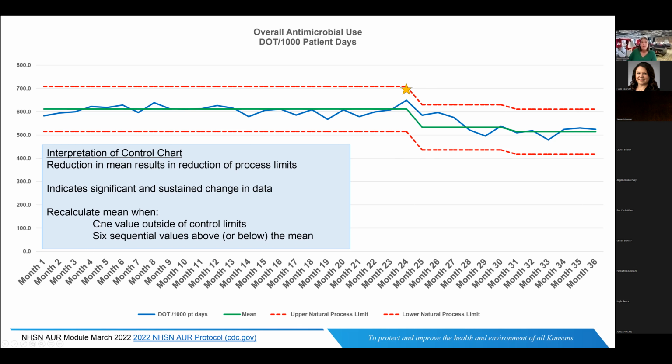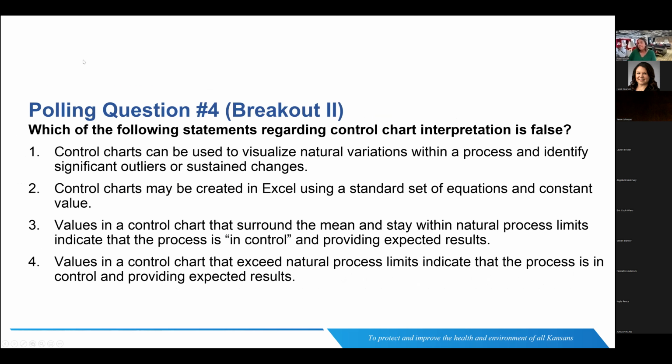So either when you have one value outside of the control limits, again, high or low, or 6 sequential values above or below the mean, that's time to recalculate your mean and recalculate your process limits. But ultimately, this can be really powerful to tell the story of we've seen reductions and it's consistent, and this is really truly potentially due to our stewardship work. I think that's where I've found the value in these control charts.